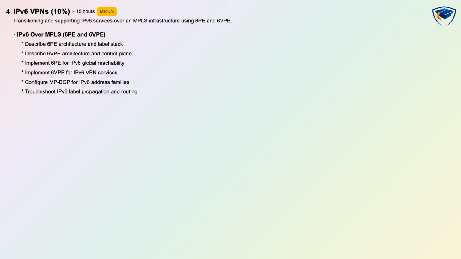Configure MP/BGP for IPv6 address families and troubleshoot IPv6 label propagation and routing issues. Mastering these transition technologies ensures IPv6 customers receive full MPLS VPN services across an existing IPv4 transport.